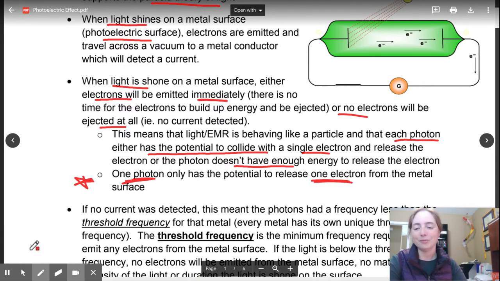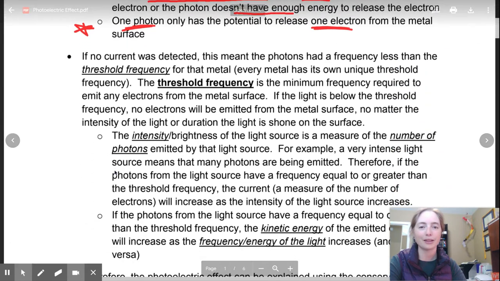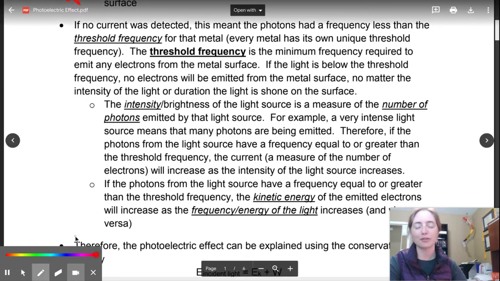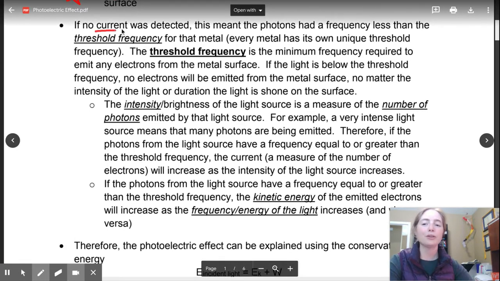All right. Scroll down here. There we be. So next part of our theory today, if we don't have any current detected, it means that the frequency is not high enough. Now remember, the higher the frequency of the EMR in general, the higher the energy.